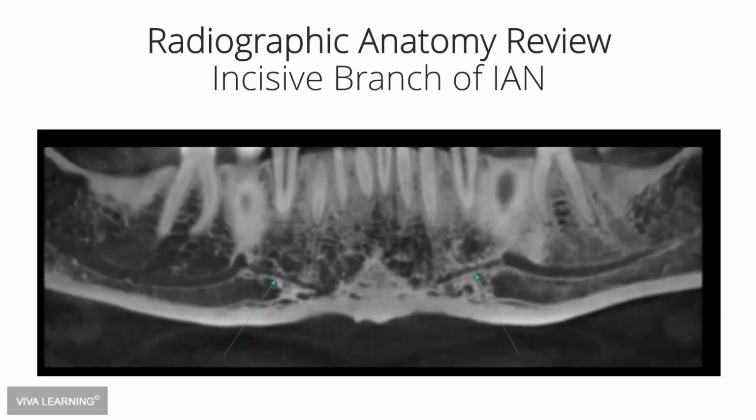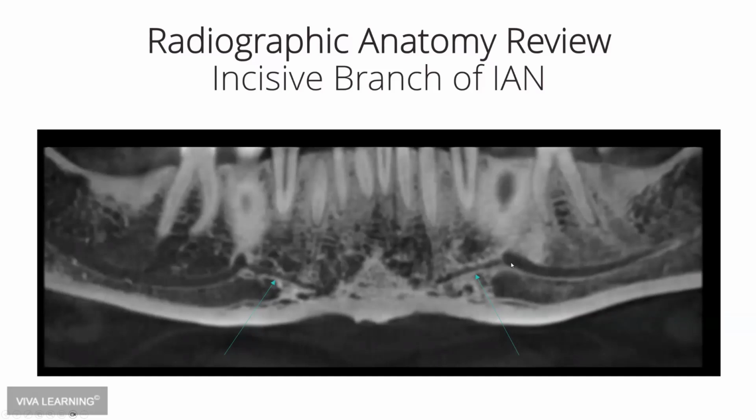Here's the incisive branch of the IA. So you'll see this on Facebook every once in a while. Someone will post a pano like this and say, oh my gosh, the loop is so long. Can we even place implants here? And what they're usually pointing out is the incisive branch. And that is not the loop. You can see a great example here of how large the luminal size is of the IA and how it exits the mental. And then as it shrinks considerably, that is the incisive branch of the IA.